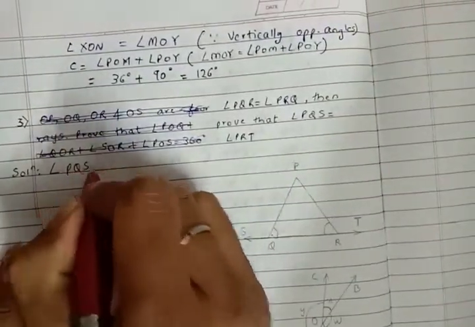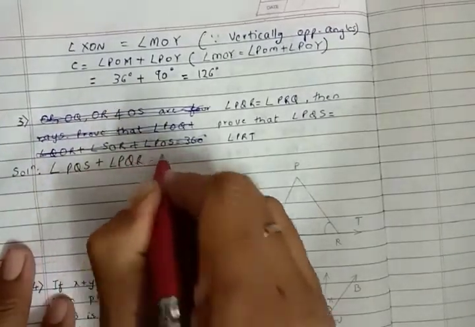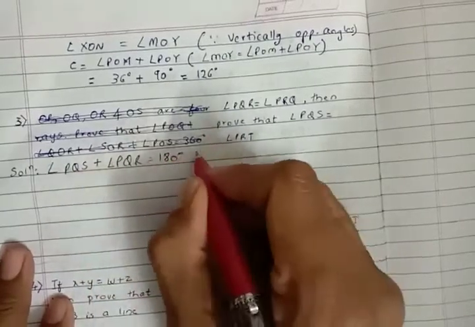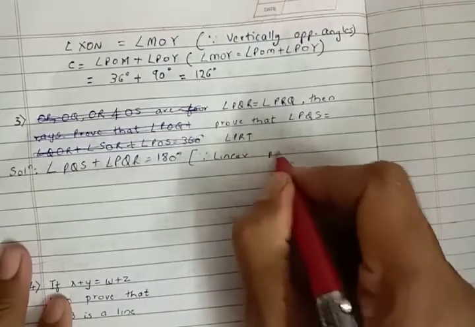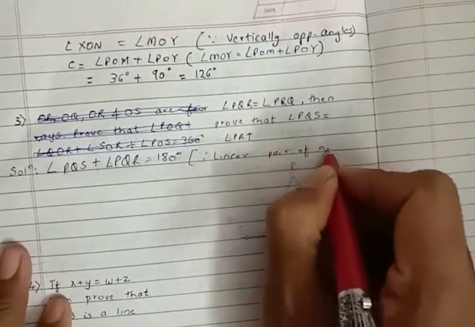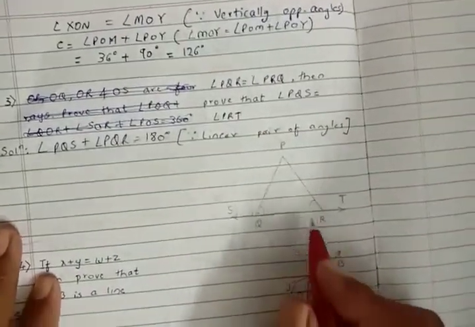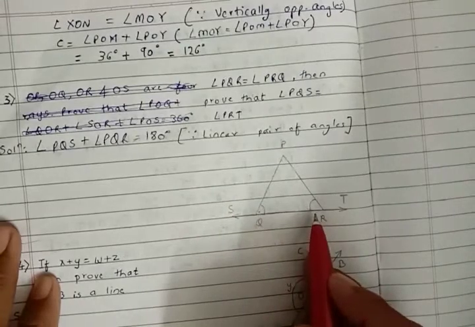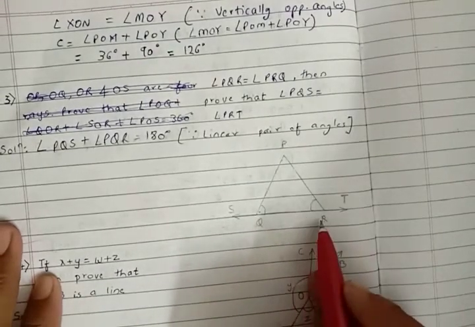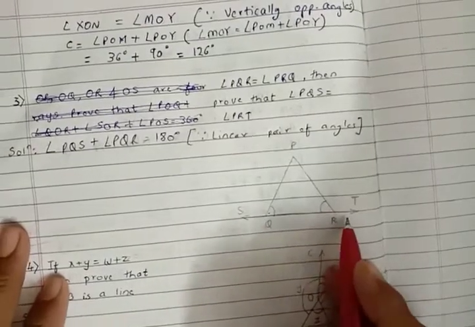Angle PQS plus angle PQR equal to 180 degrees. How come we wrote this? Because of linear pair of angles, right? PQS and PQR, because SR is making a straight line, ST is making a straight line.